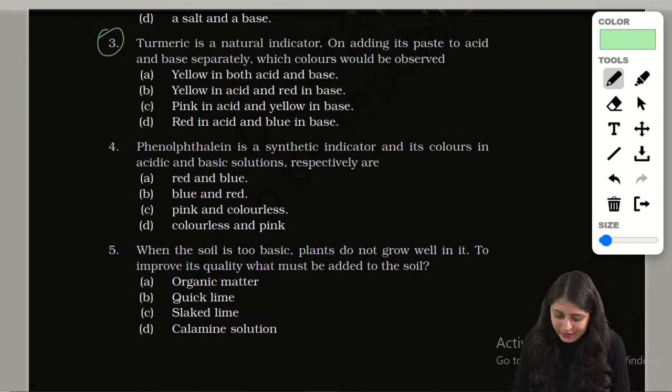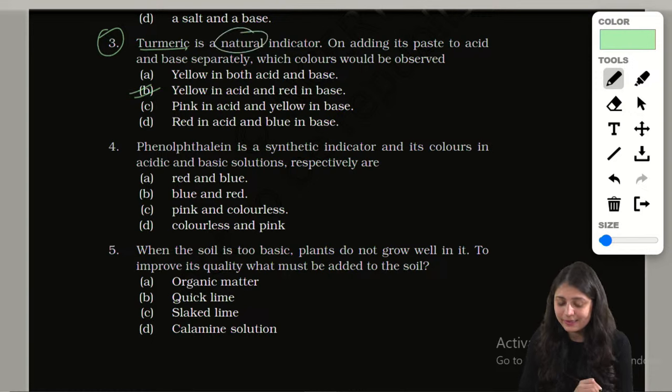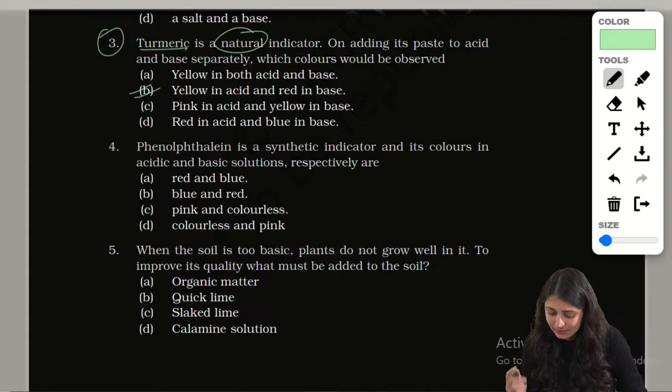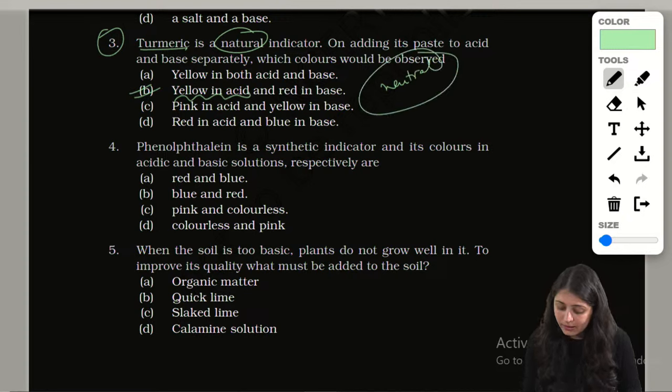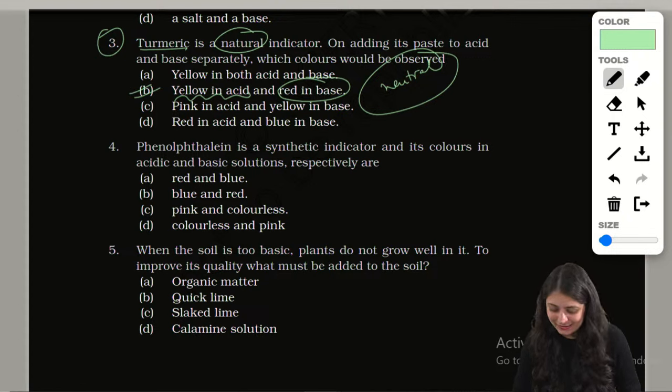Very good, very good. The correct answer, actually, it's going to be option B only. अब हमारा turmeric क्या है? एक natural indicator. Indicator का क्या काम है? To indicate the color change in acidic and basic medium. So it stays yellow in acid and in neutral also. Neutral में भी it is yellow only, but in a base it turns red. ठीक है? So I hope यहां तक क्लियर है.